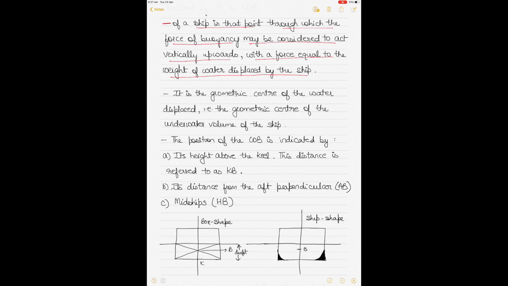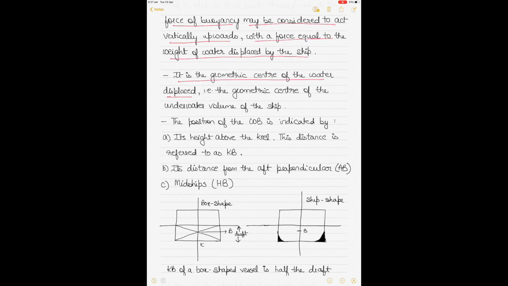Now the center of buoyancy is the geometric center of the water displaced. I'll show you what I mean by the geometric center when I discuss the figure below. It is the geometric center of the underwater volume of the ship. When a ship is floating in the water, part of it is submerged. The volume of that part of the ship is the underwater volume, and the geometric center of that underwater volume is the center of buoyancy of that ship.